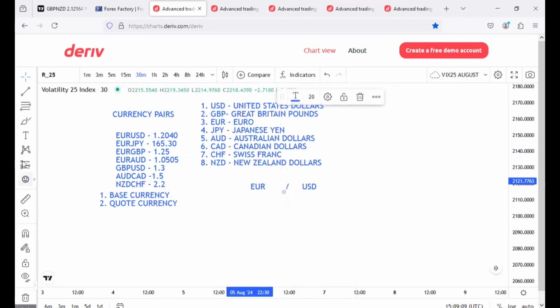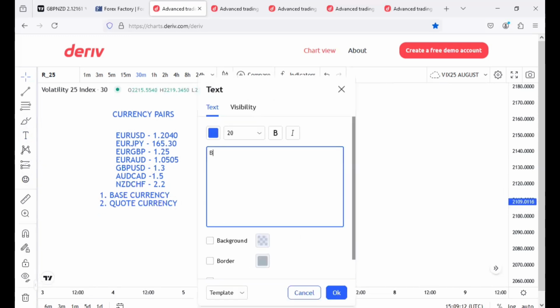So you might see something like this. So what are base and quote currency?